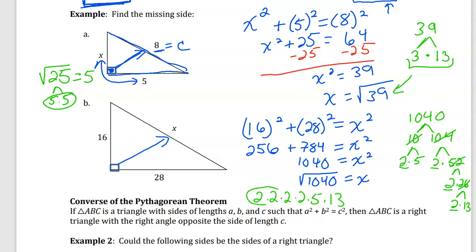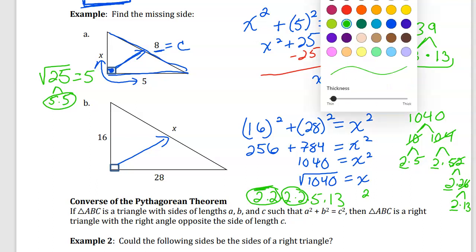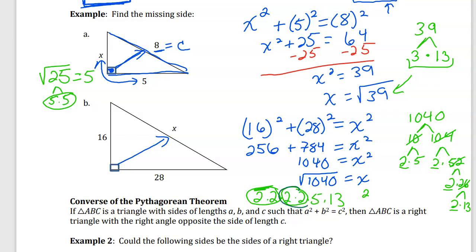So here's one pair of 2's, and here's another pair of 2's. They get to come out as partners. Gotta have the buddy system, gotta have a pair. So this pair comes out, and this pair comes out, and then these have to get multiplied back together underneath. So 2 times 2 is 4. 5 times 13 is the square root of 65. That would be my exact value.